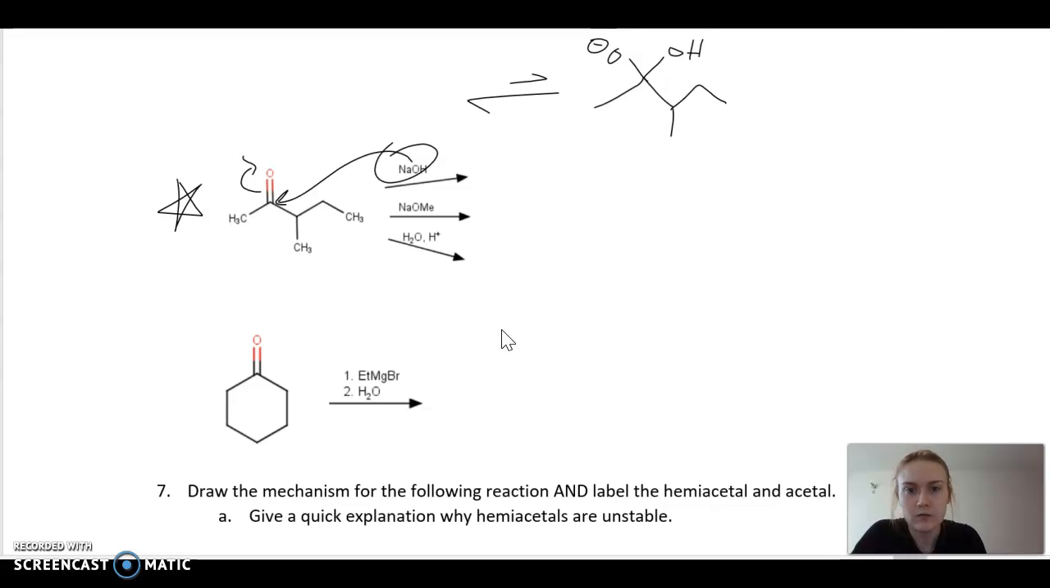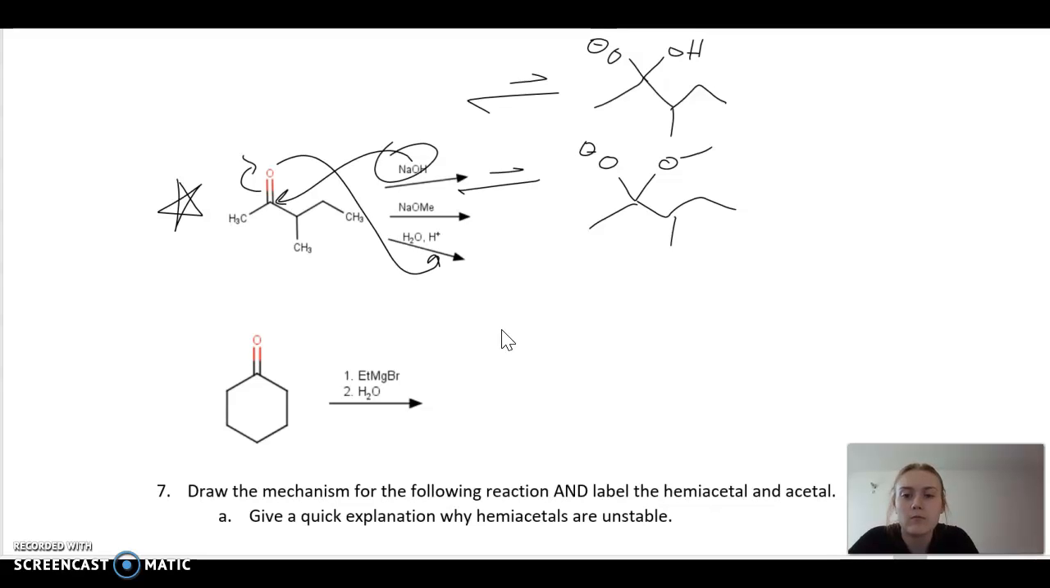And then for the second one, it's going to be kind of the same thing, but with an ether group. Not that great at writing on the screen yet, so be patient. And then for the last one, remember with acid, the ketone, that oxygen is going to grab that proton first. So it's going to be OH, OH.